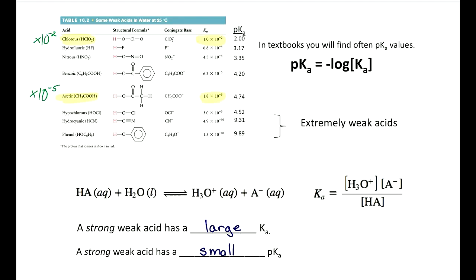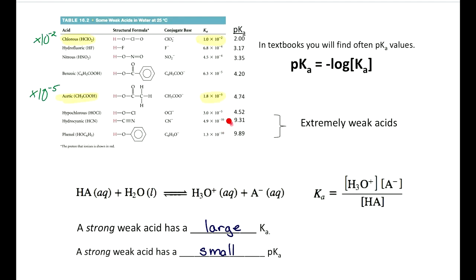Chlorous acid, because it is the stronger acid. It has a larger Ka value. Remember, with exponents of 10 to the negative something, you're looking for smaller numbers because that's fewer times you move the decimal place, all right? So here, chlorous acid is a very strong weak acid. It's still a weak acid. It's just stronger than all of the other ones.